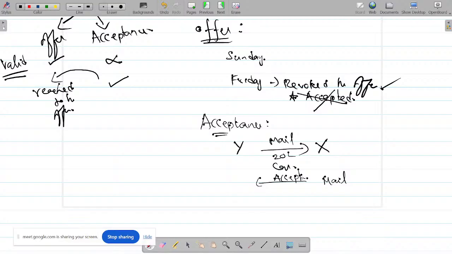But what happened here is, because of some emergency, you need that amount for some other purpose. You cannot utilize it immediately for buying the car. The car you can buy later, but this is a very emergency purpose. You need this amount. So immediately you send another mail saying that I don't want to accept. In this case, you call this a valid revocation.